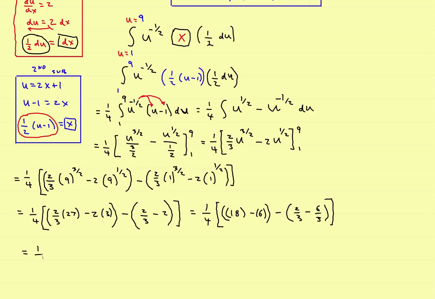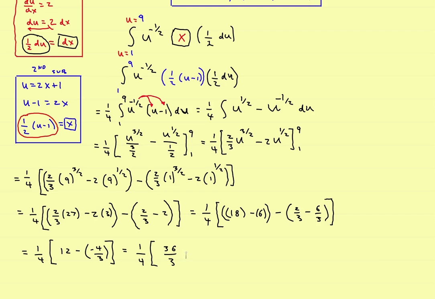Okay, so this will be 1/4 of, now 18 minus 6 would be 12, then you've got minus, and 2/3 minus 6/3 would be minus 4/3. Well, what this would be 1/4 of, now since this is over 3, put this one over 3, so that would be 36/3.